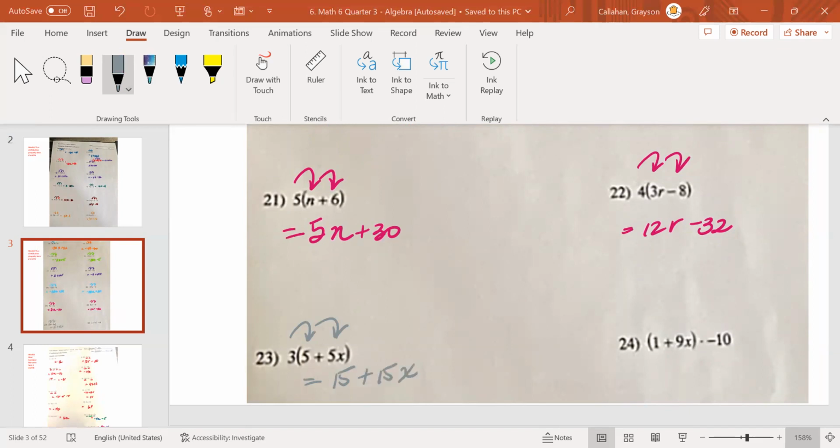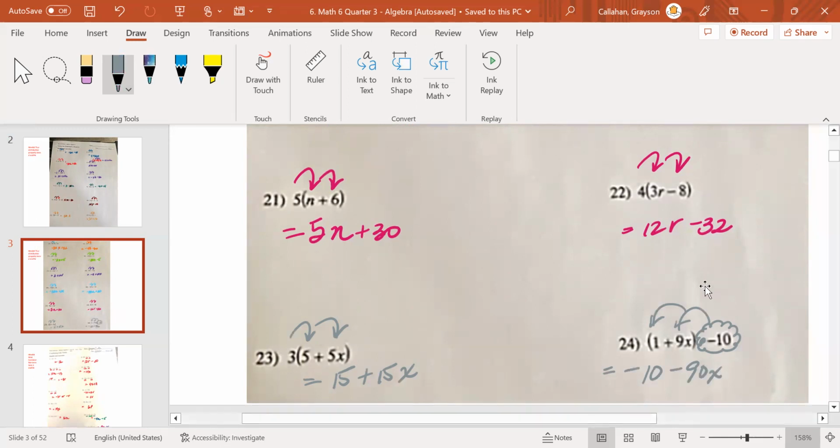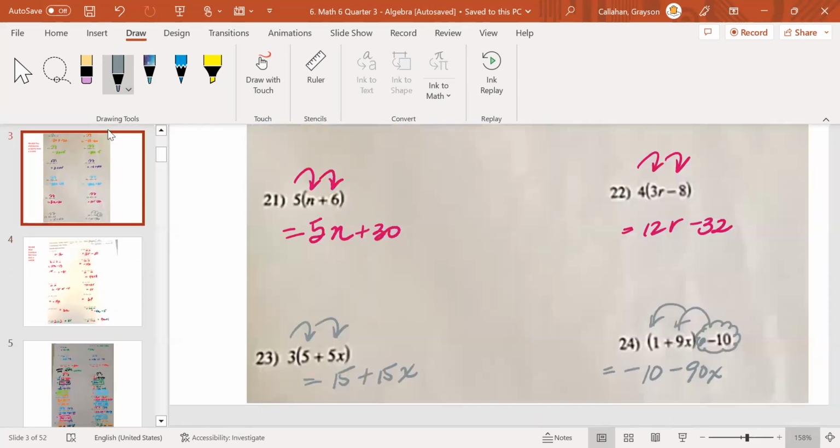And lastly, number 24 is a little bit tricky because you have a negative 10 right here, but you see the dot right there, which indicates multiplication. So you distribute it going backwards, and that will give you a negative 10 minus 90x. And that concludes your worksheet.